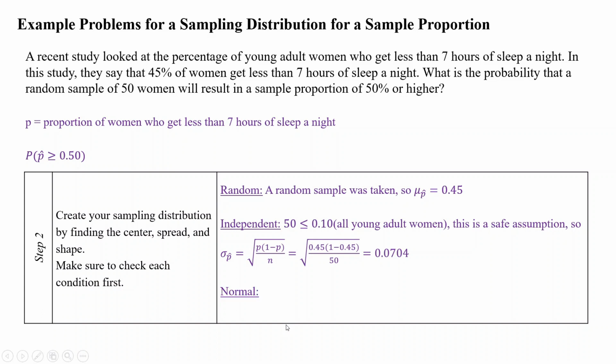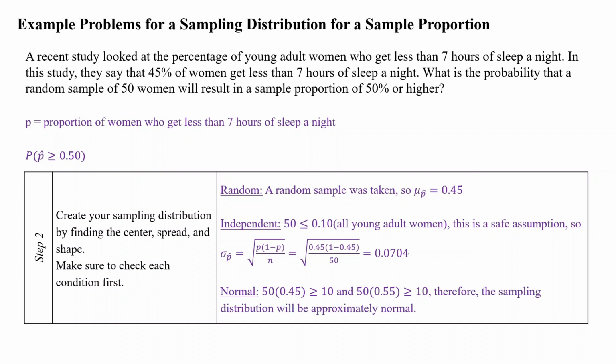And lastly, we want to check our shape. Is our shape normal? Because we want an approximately normal distribution. So we check our large counts condition. And when checking your large counts condition, you have to substitute in your values and show this inequality: n times p greater than or equal to 10, and n times (1 minus p) greater than or equal to 10. You don't actually have to evaluate those numbers. You can just show it like I have on screen and say, therefore, the sampling distribution will be approximately normal, by checking that large counts condition.